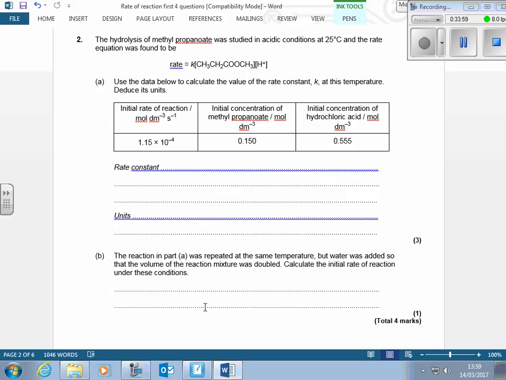Because it actually doesn't matter that it's methyl propanoate. But this is a reaction then. The two reactants are methyl propanoate. The first part of that has got 3 carbons in it, and that's the propanoate. And then the CH3 is the methyl bit there at the end. So CH3CH2COO would have come from propanoic acid. It would have just had an H on the end.